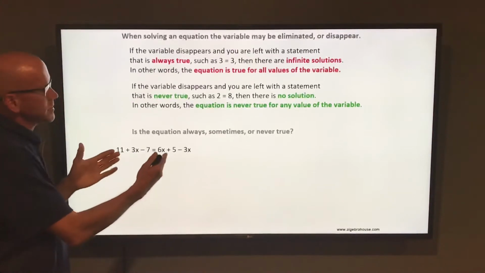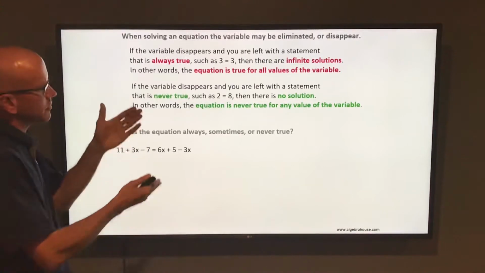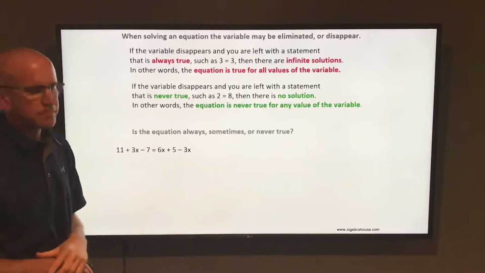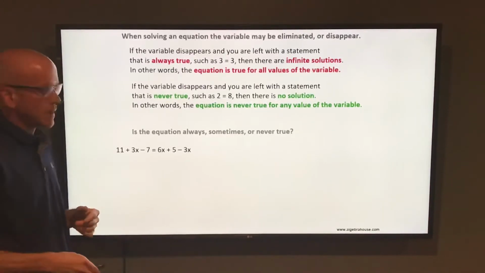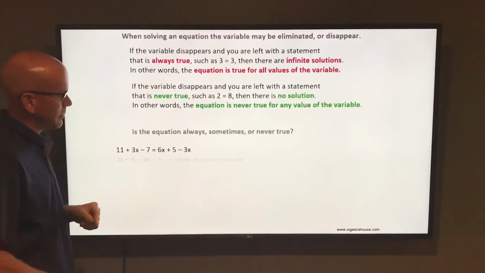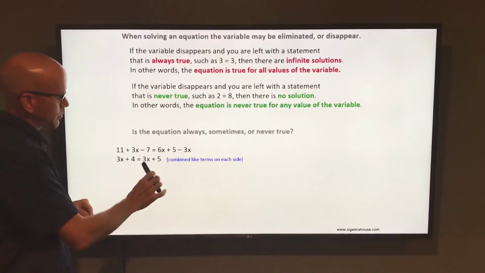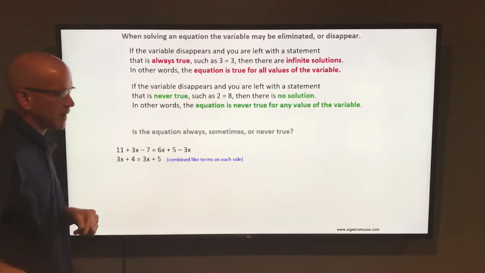So for this, it says, is the equation always, sometimes, or never true? And as you can probably guess, based on what we talked about up here, the variable is going to disappear. We're going to solve this the same way we would any other equation. On the left side, we're going to combine the like terms, 11 and -7, that makes 4. And on the right side, 6x and -3x, that makes 3x. So on the left, 3x plus 4. On the right is 3x plus 5.